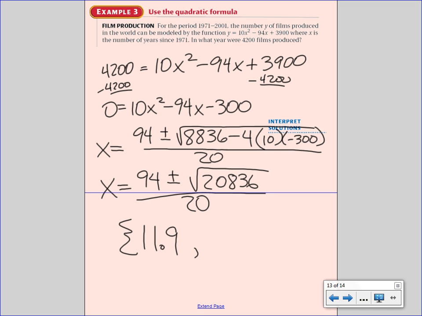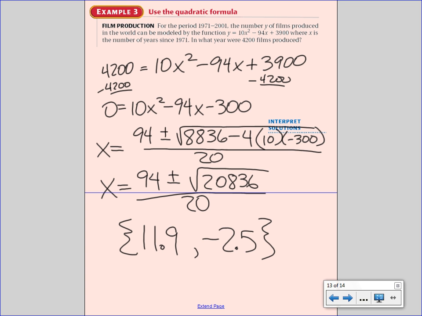If you don't want to have to retype that, do second enter twice to pull up the line from two lines ago. Change the plus to a minus, repeat the process. 94 minus radical 20836, hit enter, divide by 20, hit enter. And what's our second one? Negative 2.5.